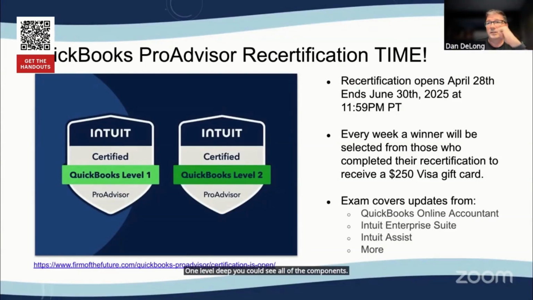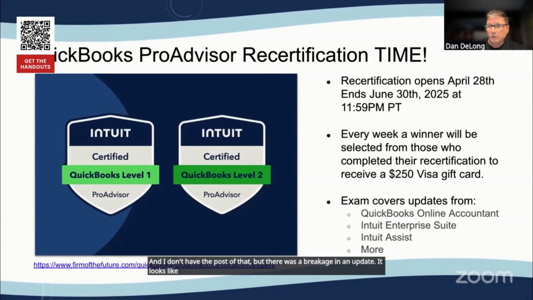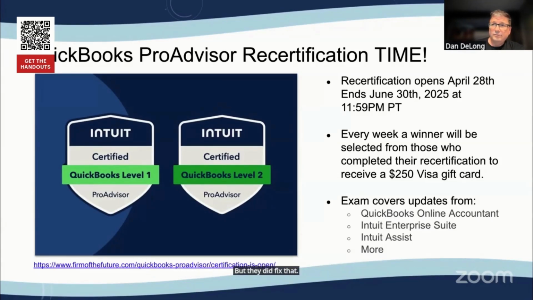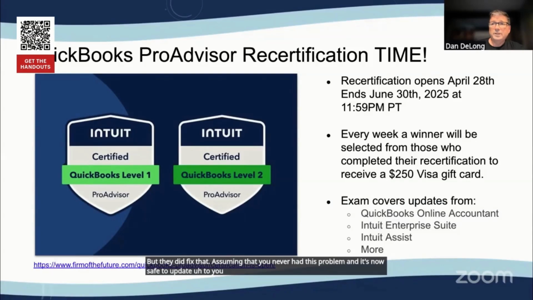And then every list is now searchable, so you can find within the list as long as you're on the latest release. There was, in the Facebook groups, and I don't have the post of that, a breakage in an update. It looks like one release of release 13 for 2024 broke some memorized reports, but they did fix that. Assuming that you never had this problem, it's now safe to update to the latest version without fear of breaking your memorized reports. Cool.